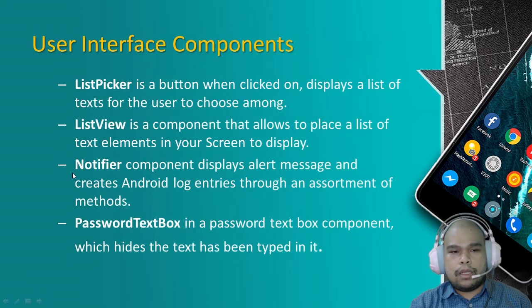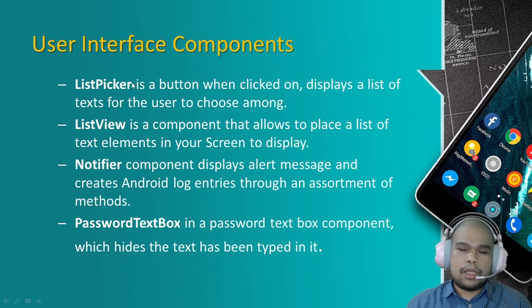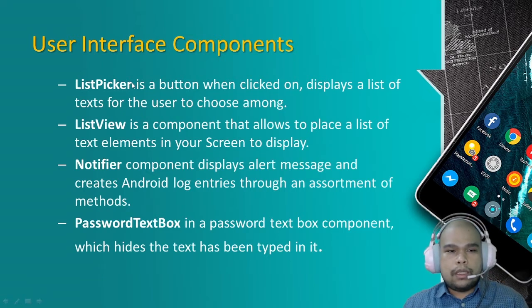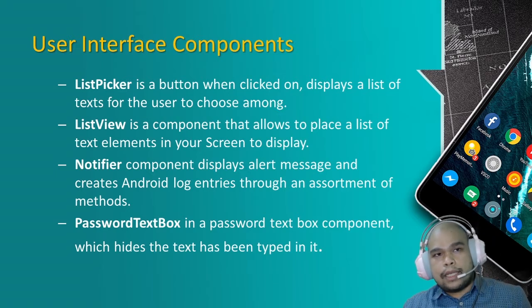Next, we have list picker. It is a button that when clicked displays a list of text for the users to choose among. So let's say for example, saan ba natin makikita itong list picker na to? So most probably, the best example, let's say, is for cities or places. Let's say, for example, it will be asking you what region, saang region ka nakatira sa Pilipinas? Let's say it will be providing NCR, Central Luzon.